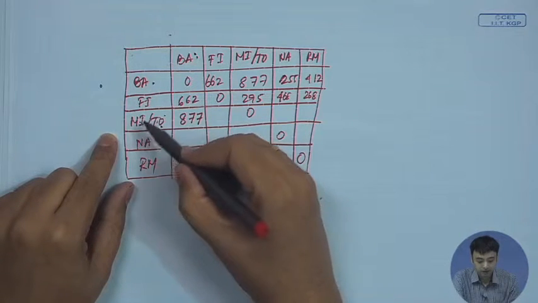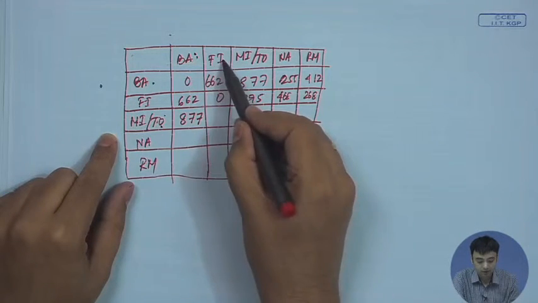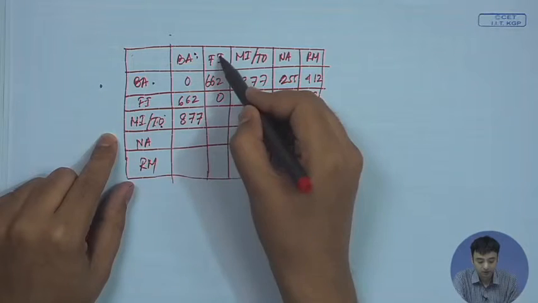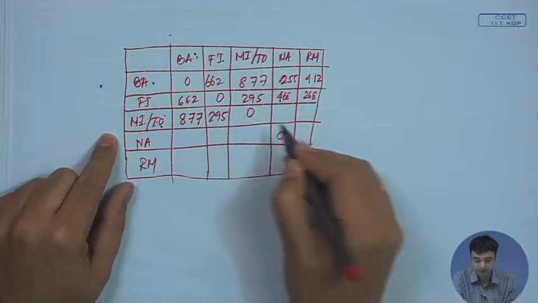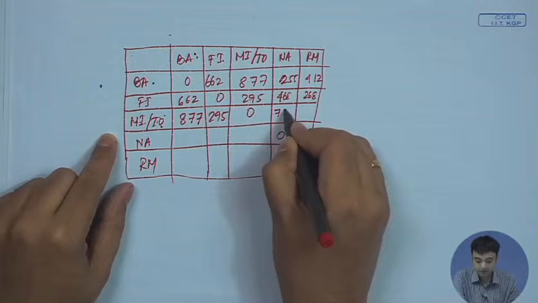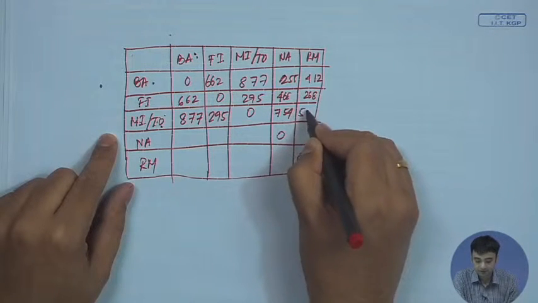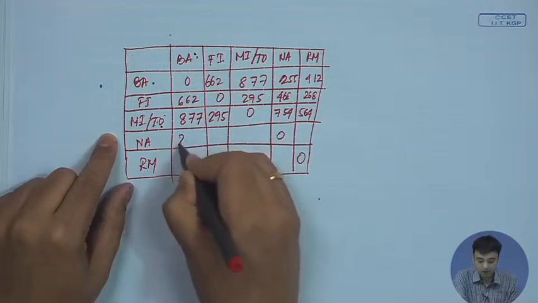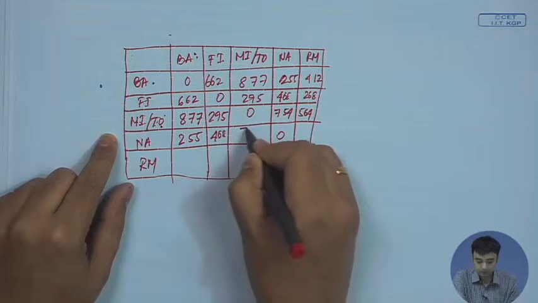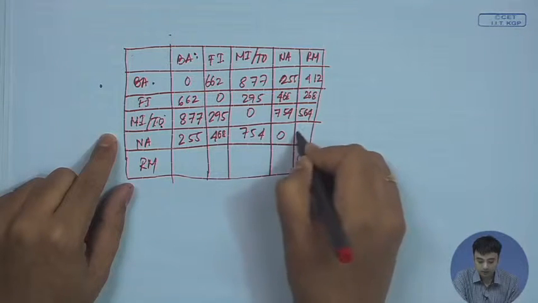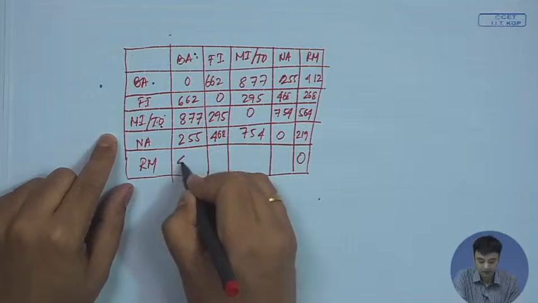Similarly, we find out the distance between Milan and Florence and Turin and Florence, and we put the smallest among this, which is 295 in this case. Similarly, 754 here and 564 here. In this way you construct the matrix in the second iteration.